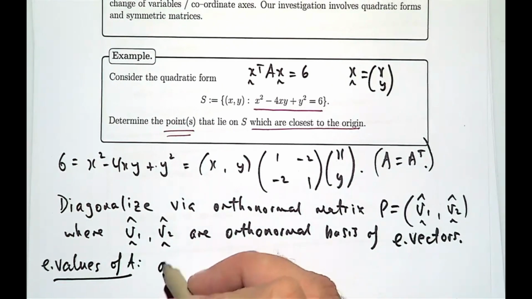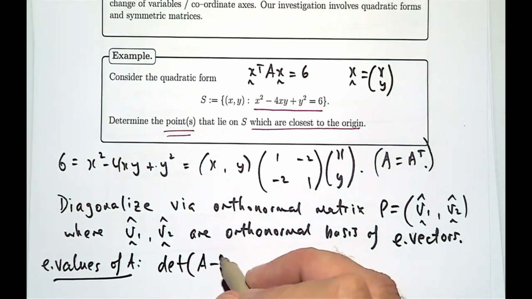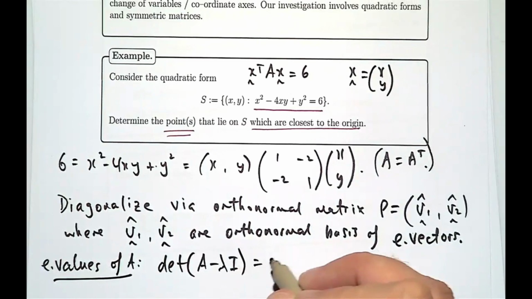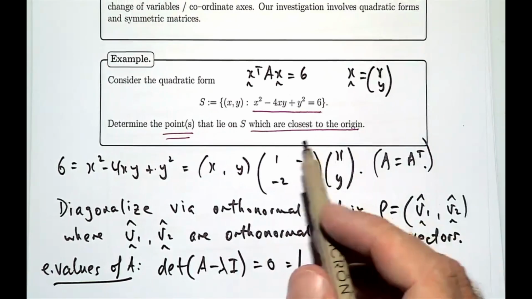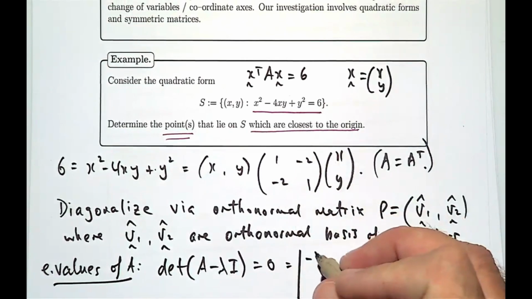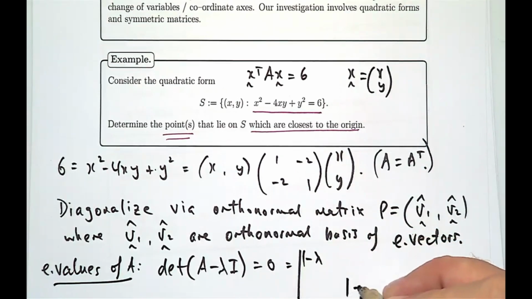Okay, so we look at A minus lambda I. Okay? Or you could have lambda I minus A. It's up to you. Okay, you're not wrong. So let's work out the determinant of this thing. So here's A, and we want to take away lambda times the identity. So it's going to be 1 minus lambda down the main diagonal, and nothing else changes.